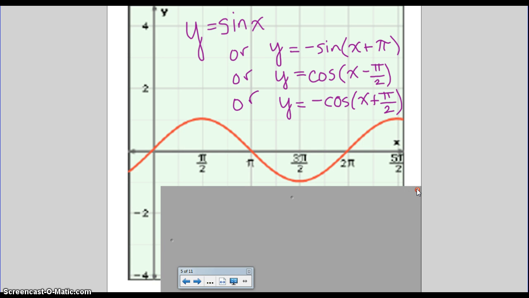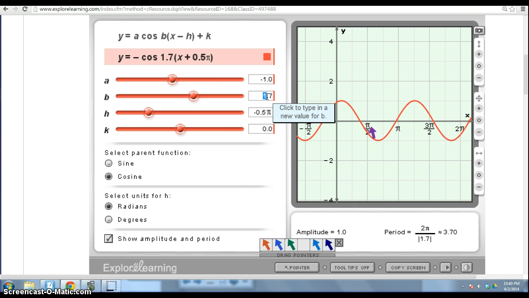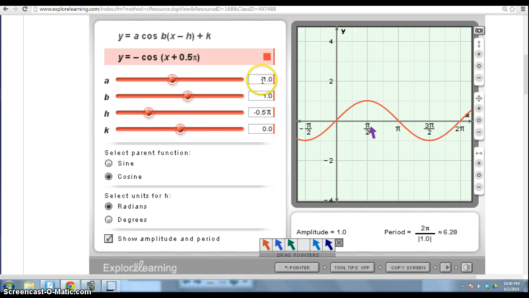Okay? Note what we did here. We never touched the b value, because that's going to really change the graph. And we never touched the k value, because that's going to shift it up and down. The only thing we touched, I'll set this back to 0. I'm going to set the b back to 1. Okay. The only thing we touched was we negated the a value, and then we manipulated the h value.